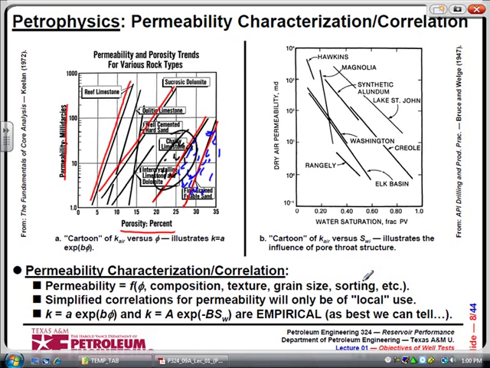Now, there's another correlation of permeability with saturation. And you can see that the higher the water saturation is, the lower the permeability. What does that mean? What does that tell you in terms of your intuition? Who would like to help me with that? Why is permeability an inverse function of water saturation? Okay, good. Anybody else? Okay, help me out with that. Explain it. But why?